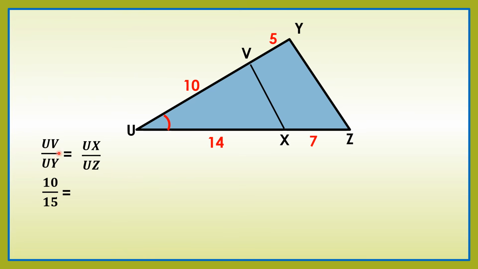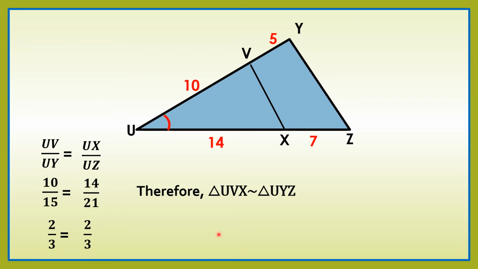Substitution, we will have now, UV is 10, UY is 15 na. Kasi, 10 plus 5, yung isang buo natin ay 15. Next, ang UX natin ay 14. Then, ang UZ natin ay 21. So, that is 14 over 21. Yung 10 over 15, pwede na natin yang i-simplify or i-lowest term. Ang lowest term ng 10 over 15 ay 2 over 3. Ang 14 over 21, pag ni-lowest term natin ay also 2 over 3. Therefore, we can say now that triangle UVX is similar to triangle UYZ.